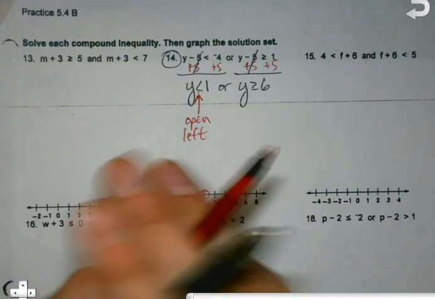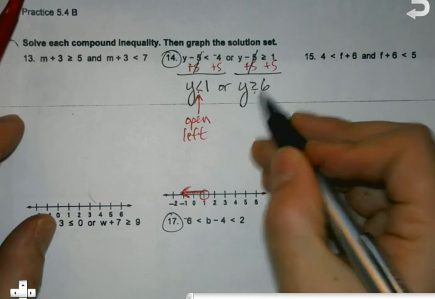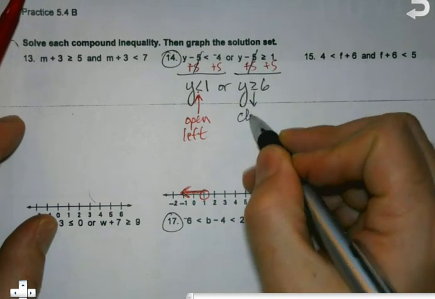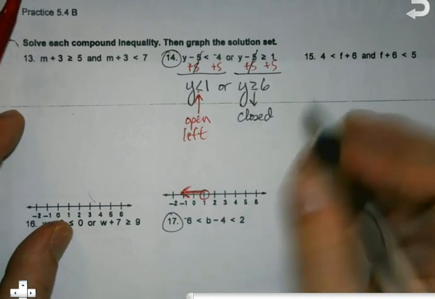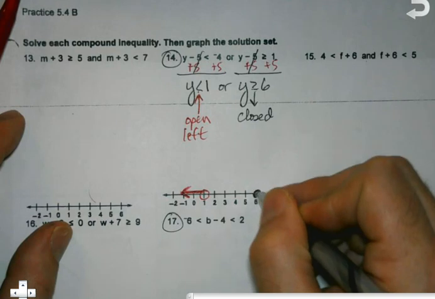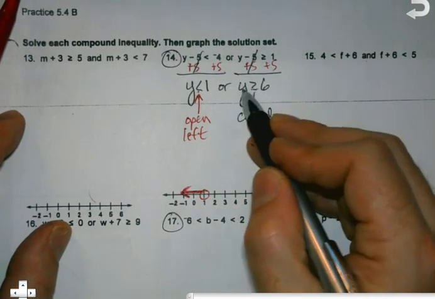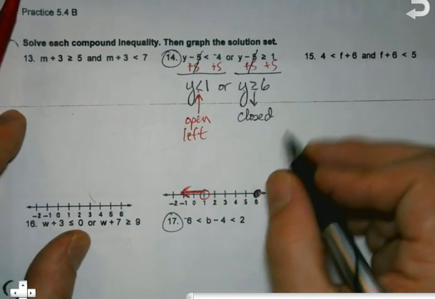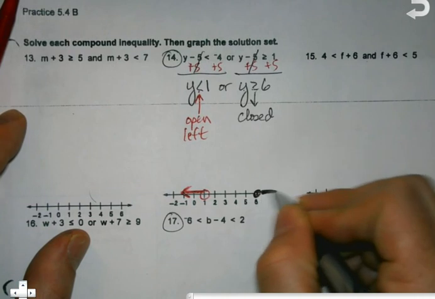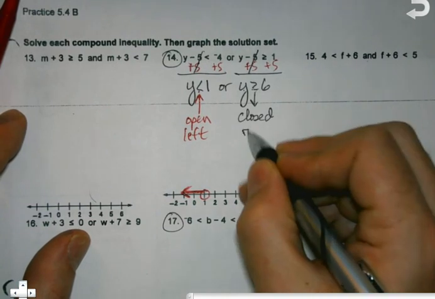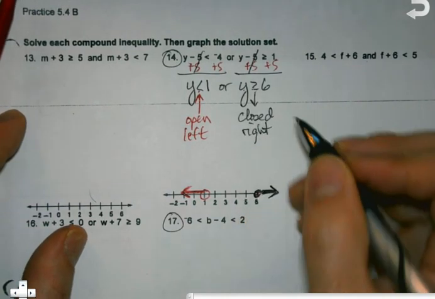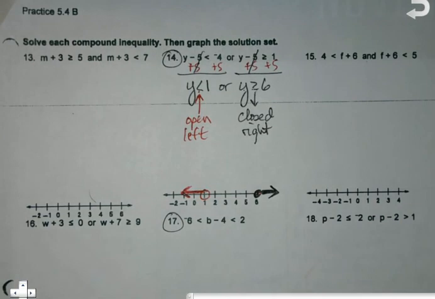Then I do the same thing over on the other one. Closed circle because it's or equal to, and since y is greater than, since the arrow is eating up the y, it goes to the right. And that's typically going to happen on your or statements. They're going to go out from each other.